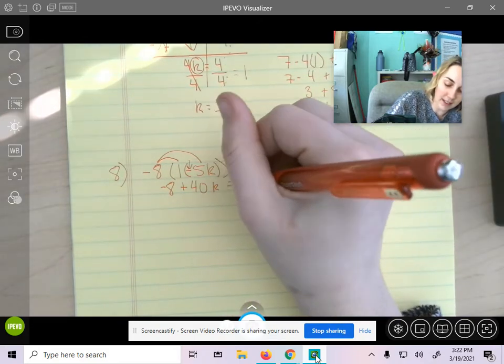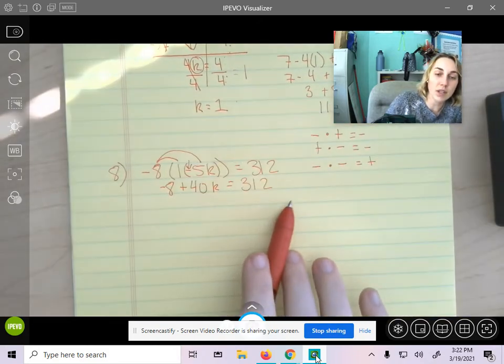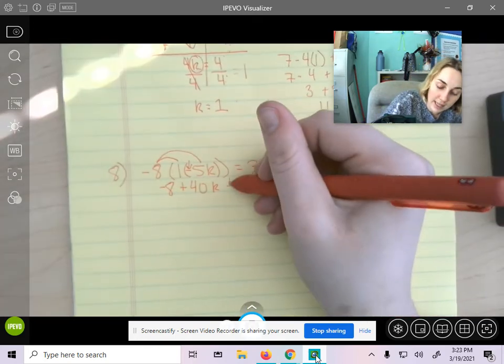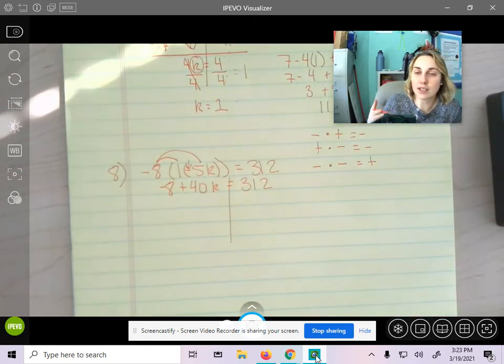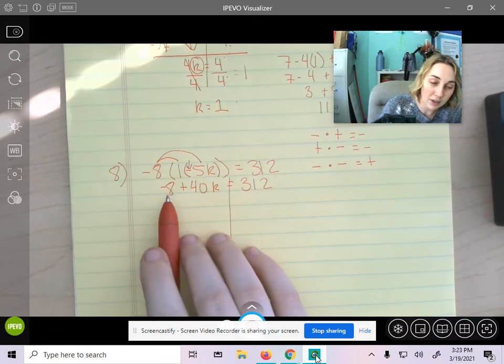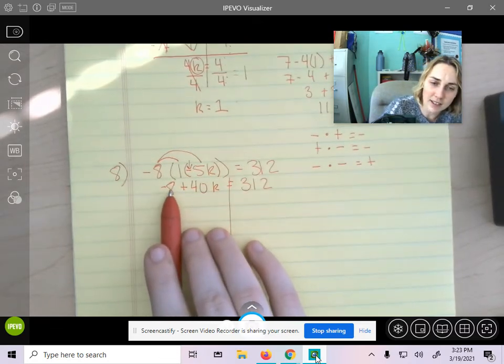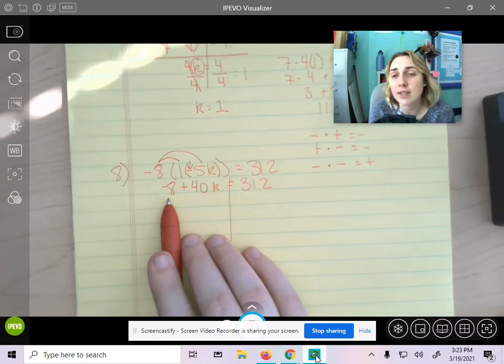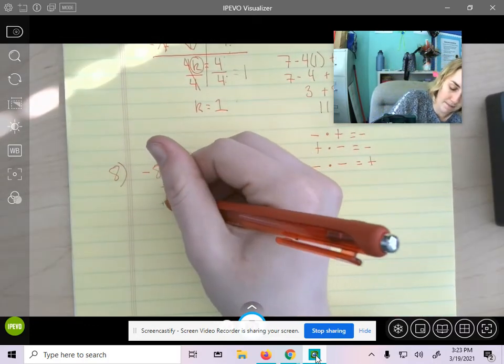And then we can bring down the equal to 312. And once we've done this, we can go ahead and solve our two-step equation. Again, I need to get rid of the constant first. The constant is the number that's not directly next to the letter. It's also the number I can get rid of using addition or subtraction. So I need to get rid of this negative 8. This is the constant, so I have to use the opposite of negative 8. Well, the opposite of a negative 8 is a positive 8.